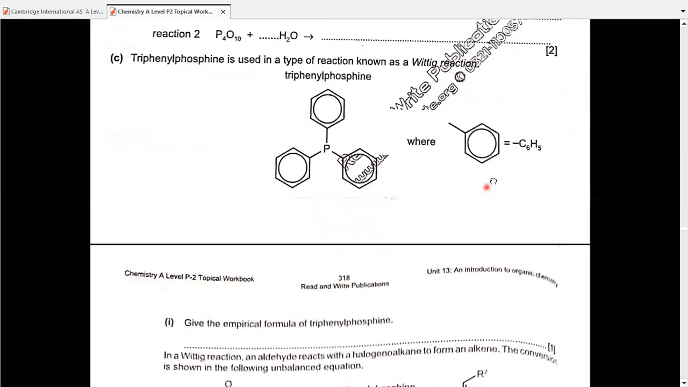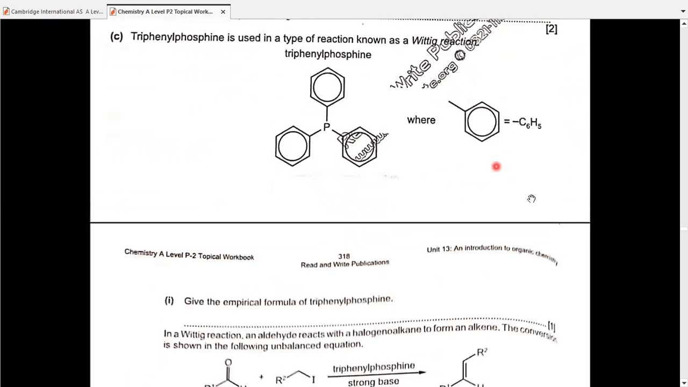The reason why they picked this question is definitely part C and onwards. Let's start with part C. Triphenylphosphine is used in a type of reaction known as Wittig's reaction. Give the empirical formula of triphenylphosphine.